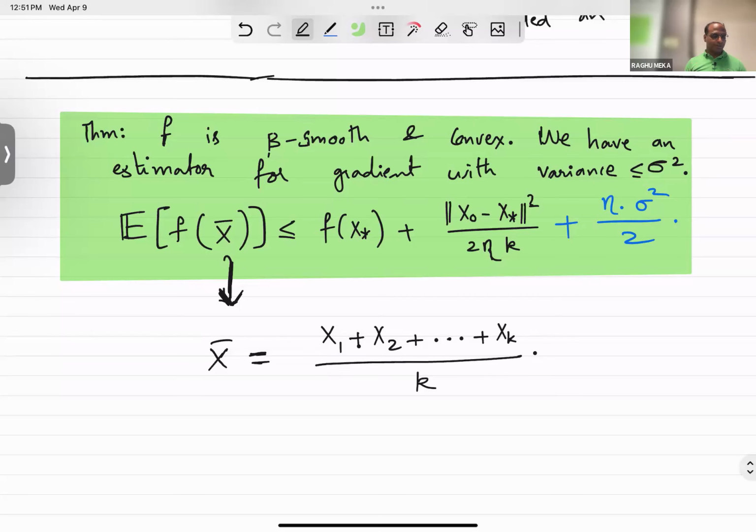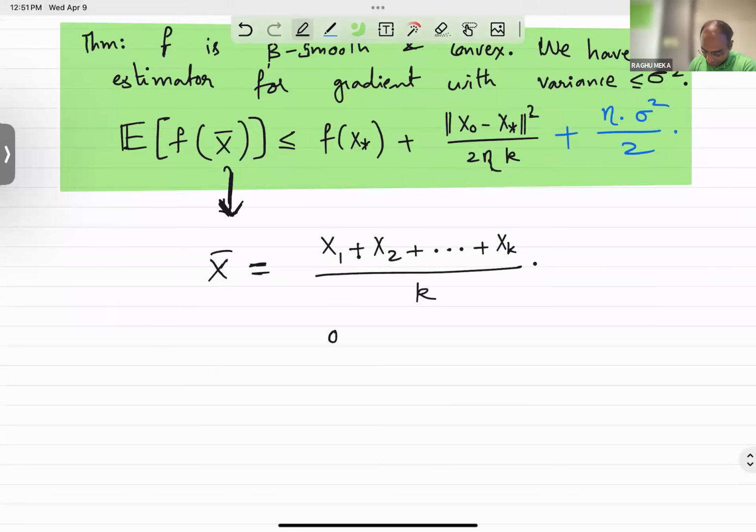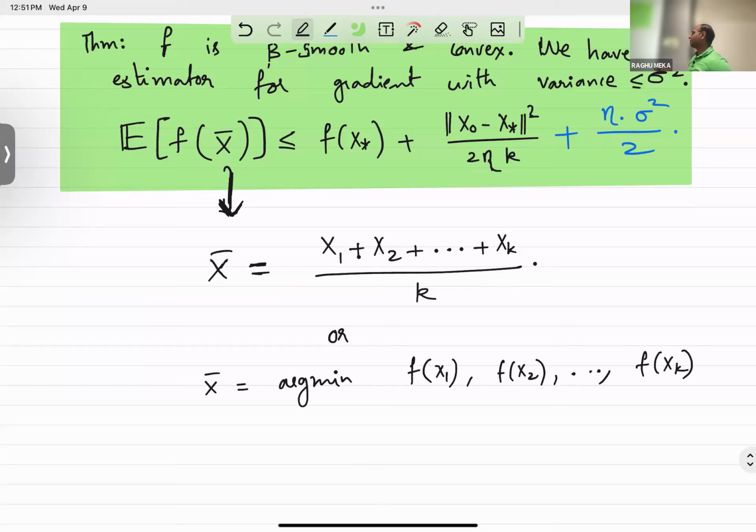So these are the changes. Or you can set X bar to be whatever point gives you the smallest possible loss among everything that you've seen so far. And this is because SGD is not monotone. For gradient descent, this minimum is just going to be the last point, as long as your step size is not too big. And here, even if the step size is small, sometimes you can take an opposite step because of the variance.